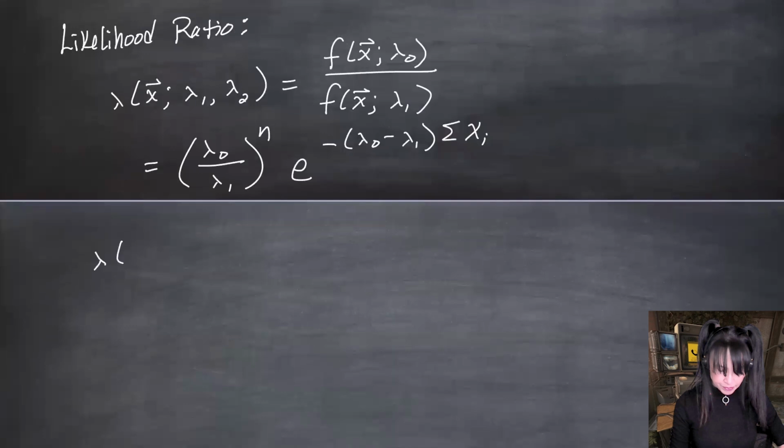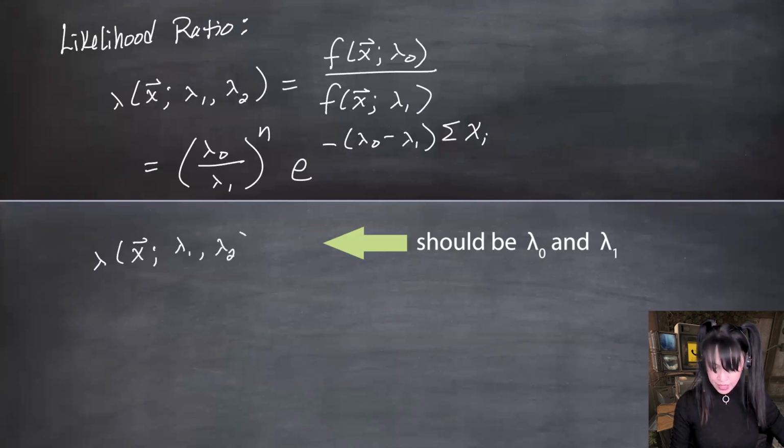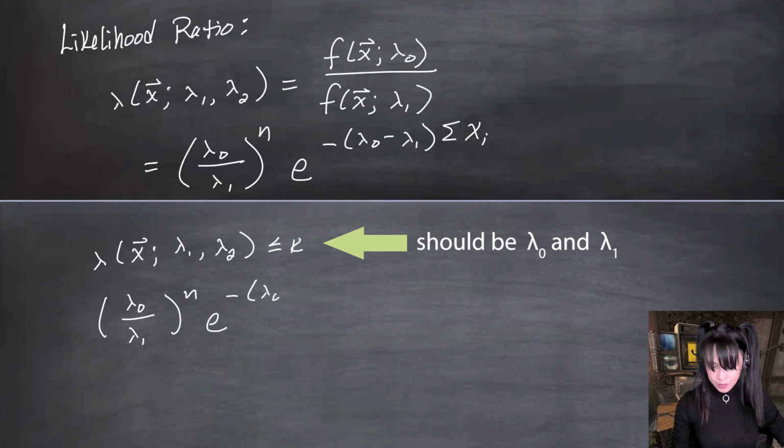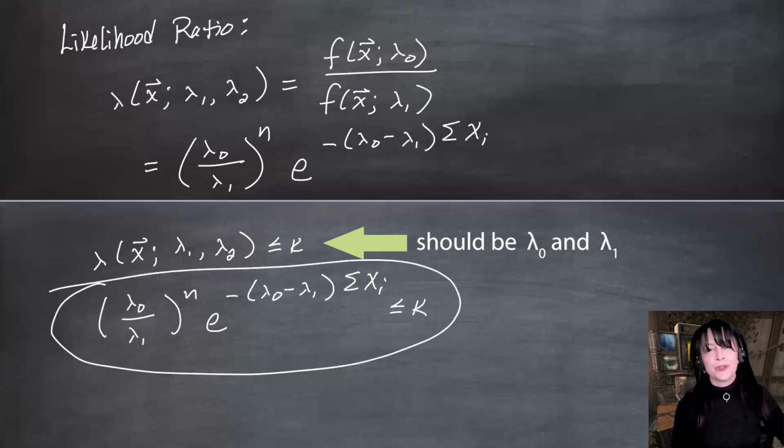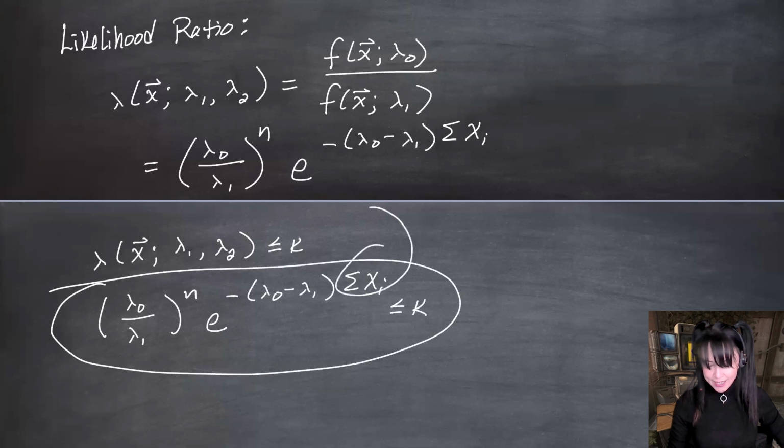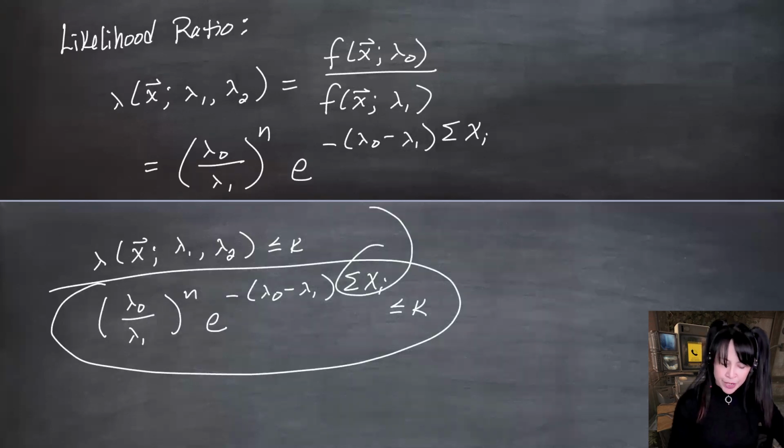Suppose that we have lambda of x of lambda 1, lambda 2, so the likelihood ratio, less than or equal to k. We now know for this example that (lambda naught over lambda 1) to the n, e to the minus (lambda naught minus lambda 1) sum of the x's, is less than or equal to k. This is going to be our rejection rule. We're going to reject when someone takes the data and actually computes this thing and it's less than or equal to k. But we want to know what k is.